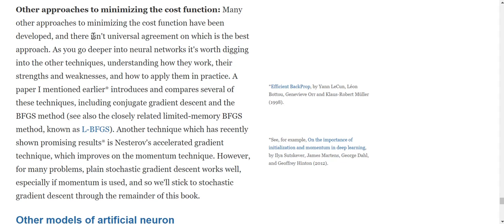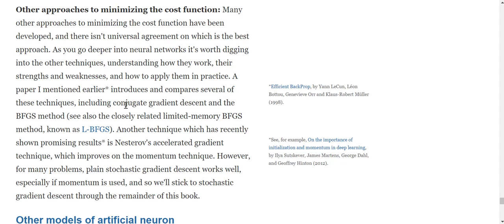Alright, so many other approaches to minimizing the cost function have been developed, and there isn't a universal agreement on what is the best approach. So, as you go deeper into neural networks, it's worth digging into the other techniques, understanding how they work, their strengths and weaknesses, and how to apply them in practice. Of course, makes sense. You cannot have a fit-all solution for all the different types of tasks which you can possibly have, right?